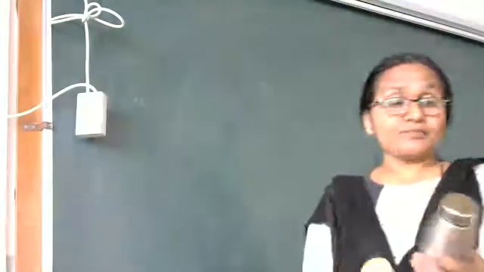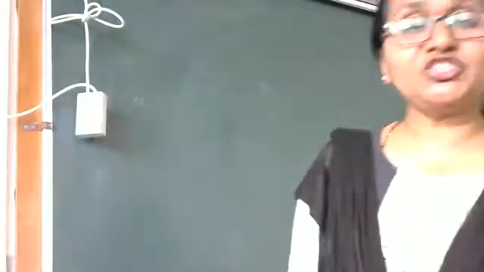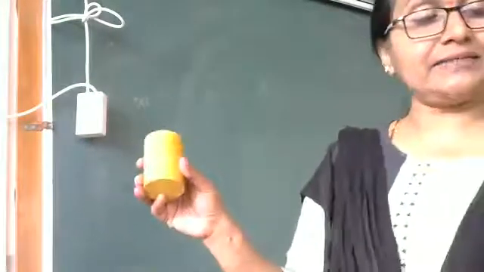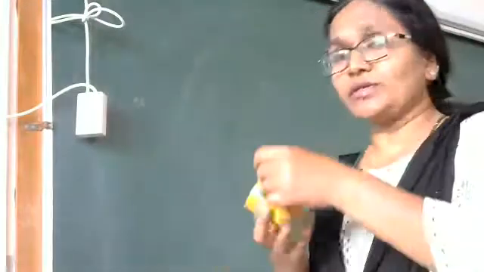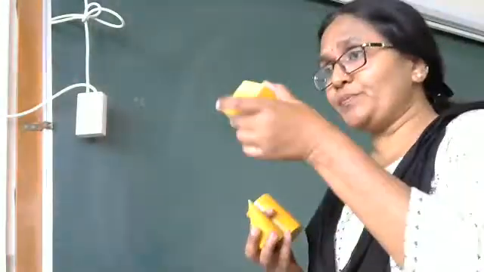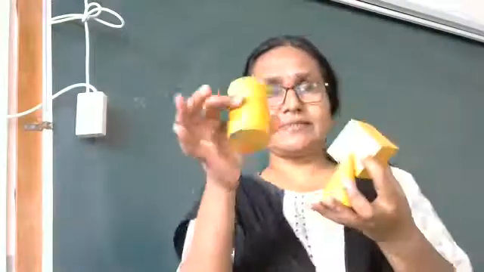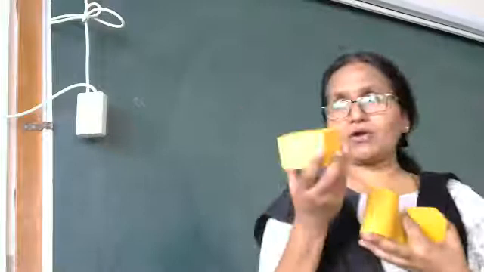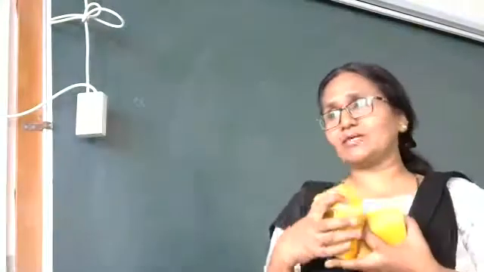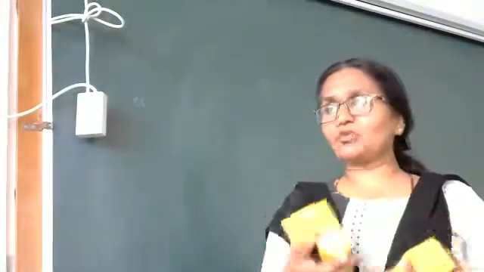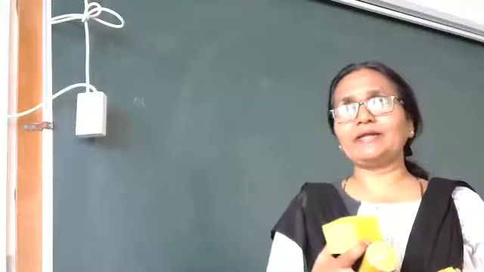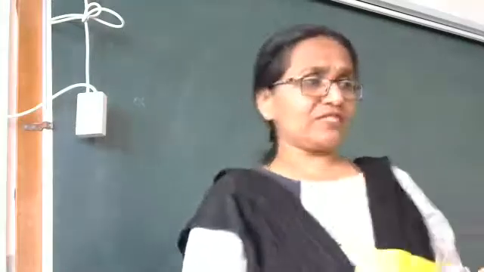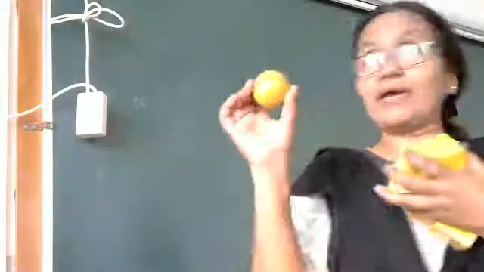Now, solid shapes. As I told you, this is a cylinder, this is a cone, this is a cube. You can see here this cone, cylinder, and this is the cuboid. What are these? All these are solid shapes, and we use them all in day-to-day life.